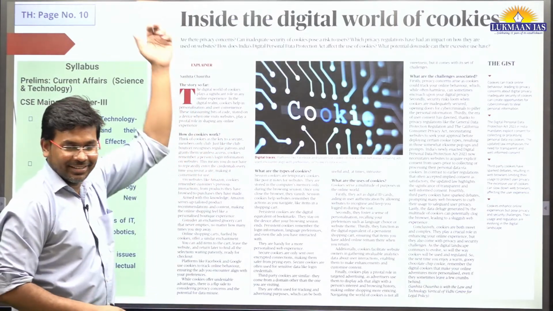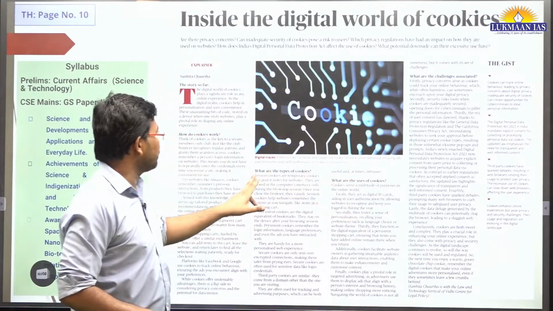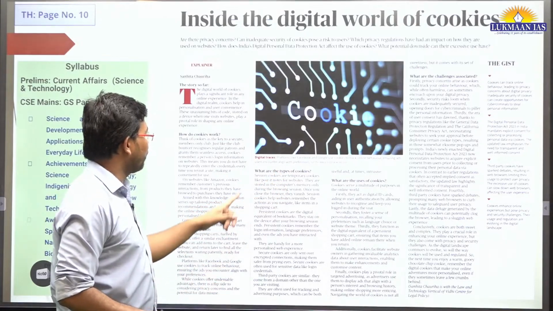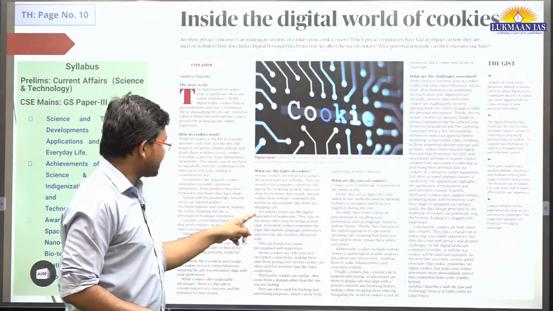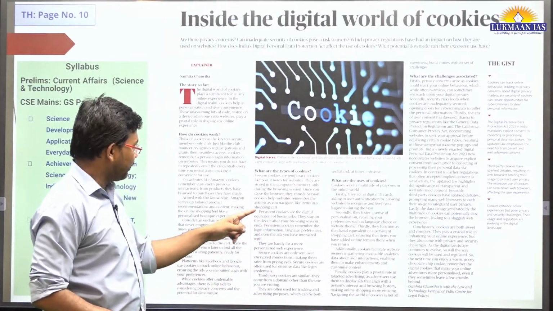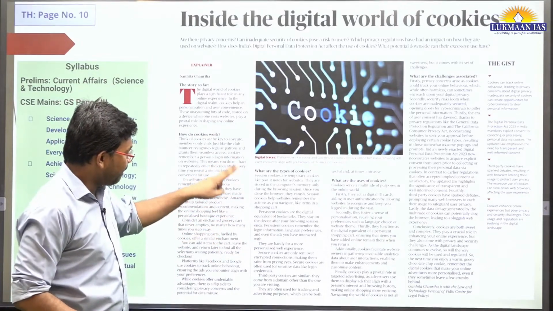So they have mentioned what the uses of cookies are and what the types of cookies are. Session cookies are temporary cookies, like post-it notes for a website. Then persistent cookies are the digital equivalent of bookmarks. They stay on the device after the browsing session ends.